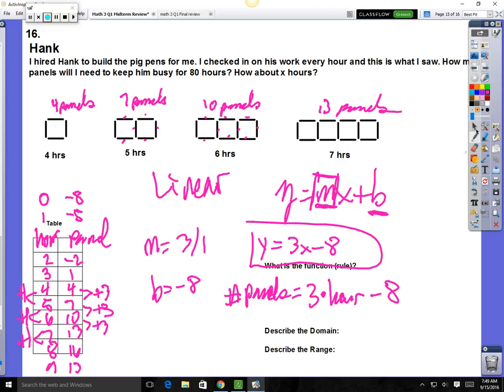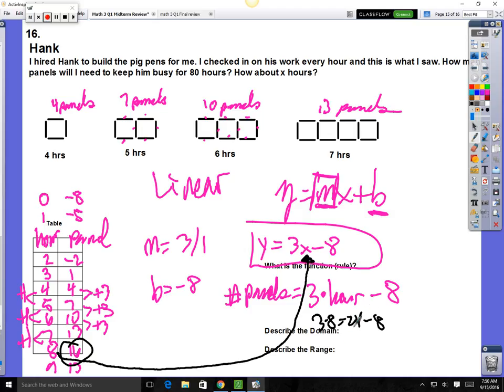So let's test it, let's try it out. 8 has got to give you 16. So this is 8 hours. So plug in 8 for x, and 3 times 8 is 24. And 24 subtract 8 is 16. So that's it. Number of panels equals 3 times number of hours, and then subtract 8.